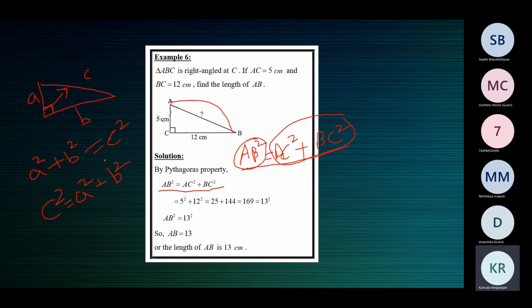Who should be alone? The hypotenuse. And which is the hypotenuse? The side opposite to the right angle. So you can write A square plus B square is equal to C square. So C square is alone. Hypotenuse square is alone. Or you can write C square is equal to A square plus B square. So in the first one, C square is in the right hand side. In the second one, C square is on the left hand side. Anywhere, but it should stand alone.